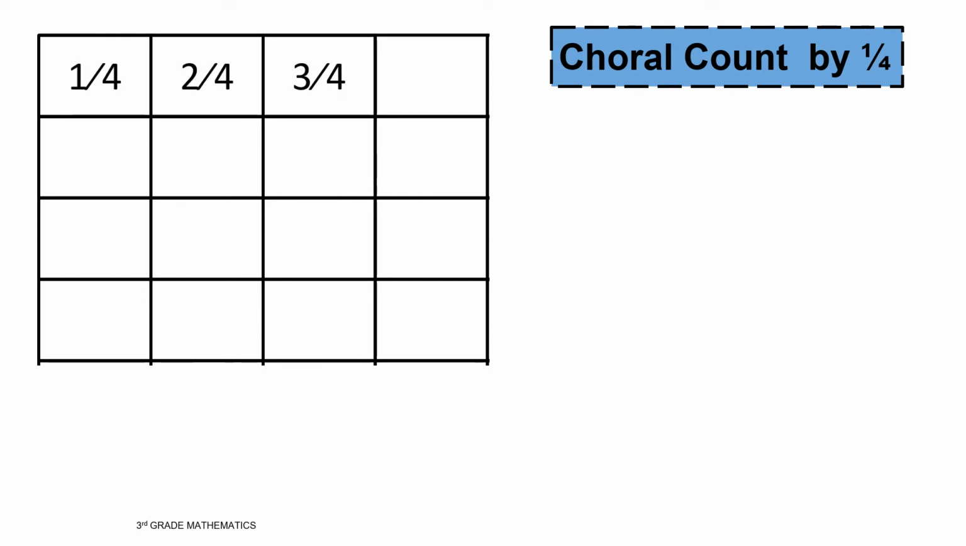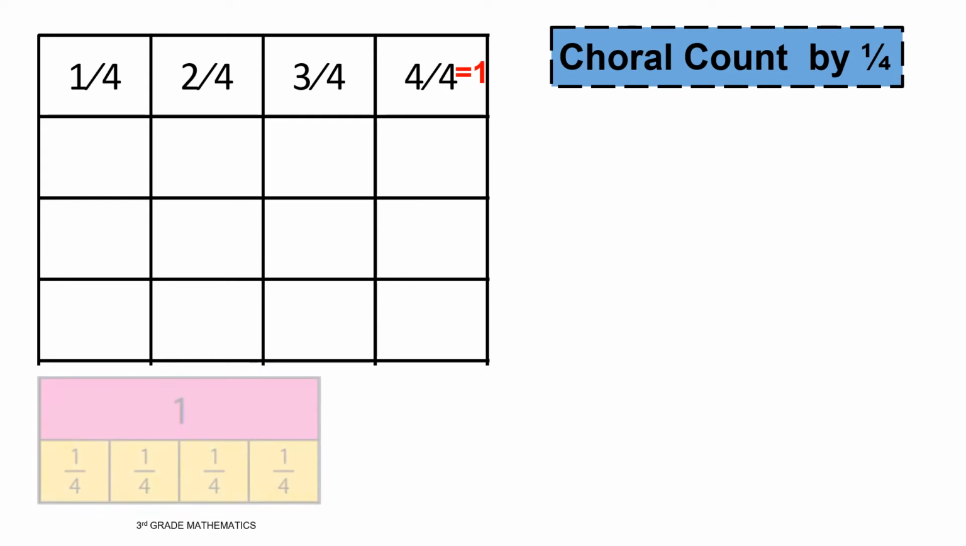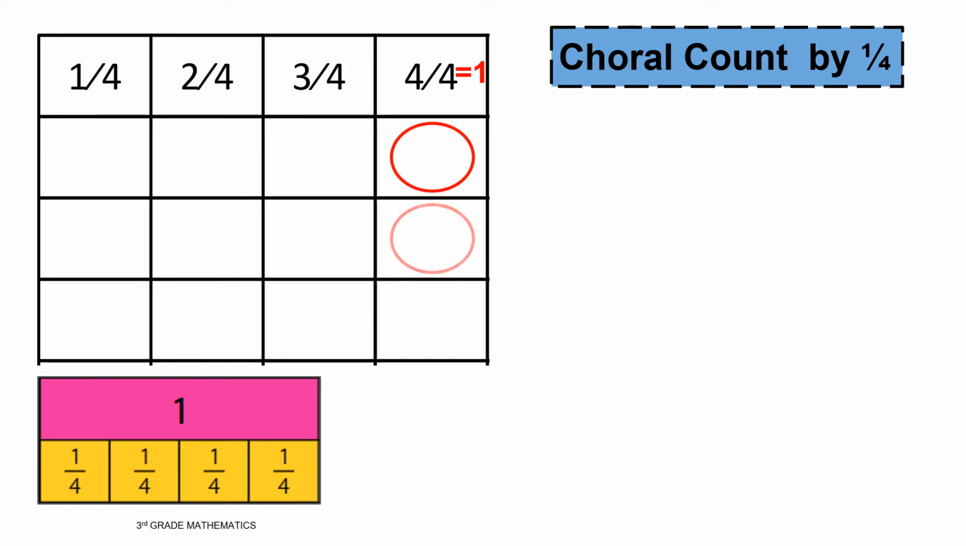Let's pause there. What will we say next? You might have said 4/4 or 1, and those are both correct. We know that when we break our whole into 4 equal pieces, the 4 equal pieces make up the whole. For example, in this length model, when we have 4 1/4 pieces, that is equal to the 1 whole. Knowing that, what numbers can we predict will come in these spots?